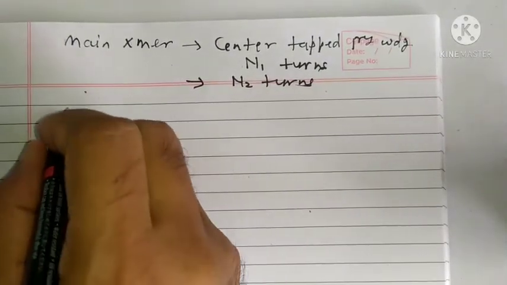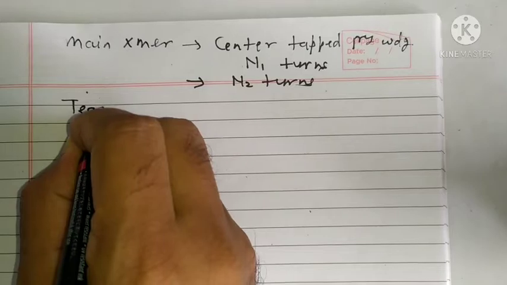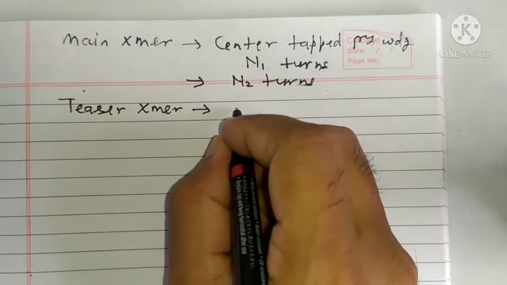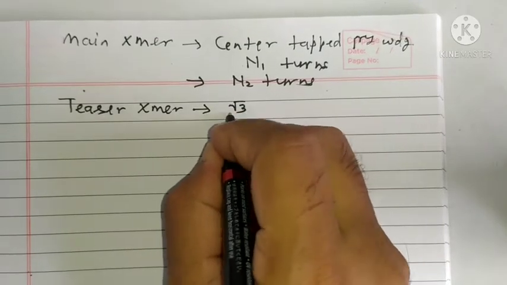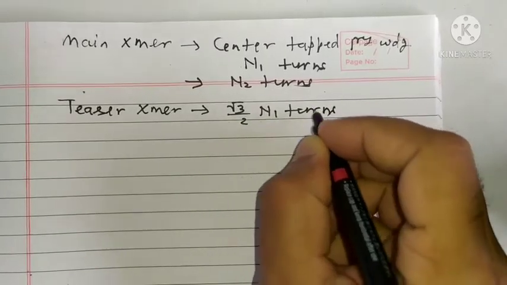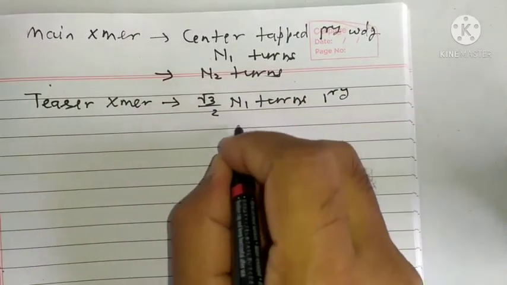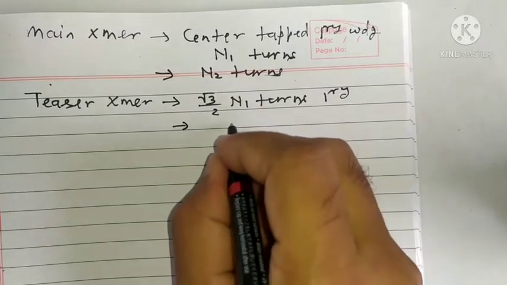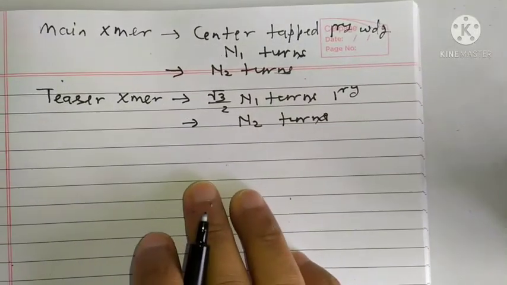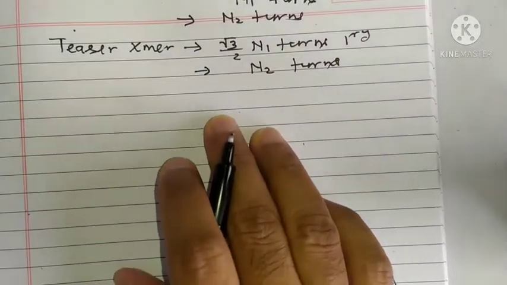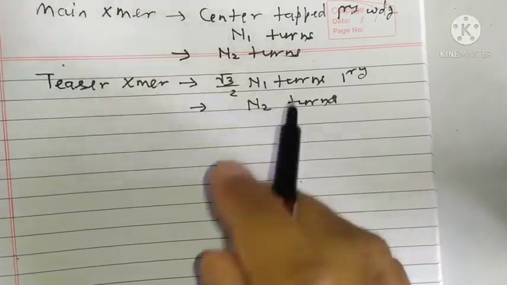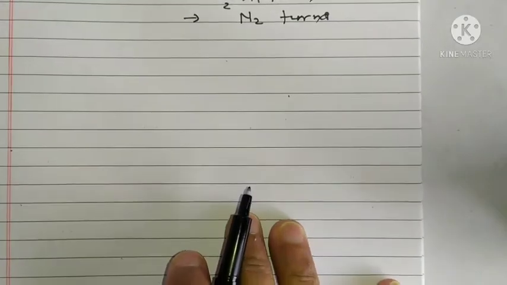Another transformer is known as teaser transformer, which has root 3 by 2 times of N1 turns on primary, and secondary has same number of turns, N2 turns. So both transformers secondary are having same number of turns. We will see how root 3 by 2 number of turns are there in primary. So before that, let me draw circuit.